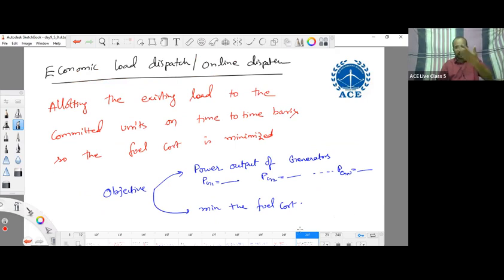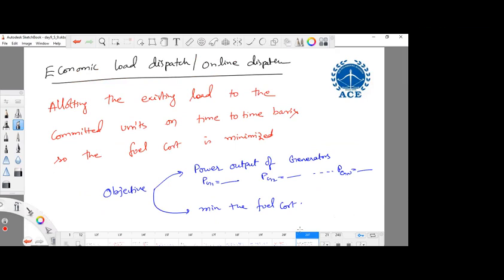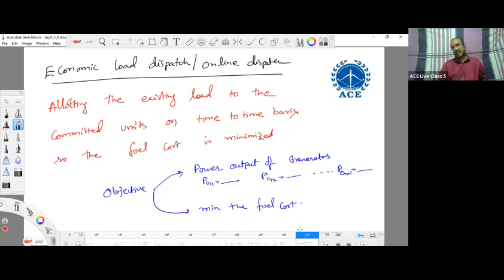Once this is committed, then tomorrow what will you do? Whatever the load that is existing, load is not constant. It is a continuously varying parameter. On a time to time basis, you need to allot the existing load to the committed units. How to allot? Again, the cost should be minimized. Again, the fuel cost is to be minimum.